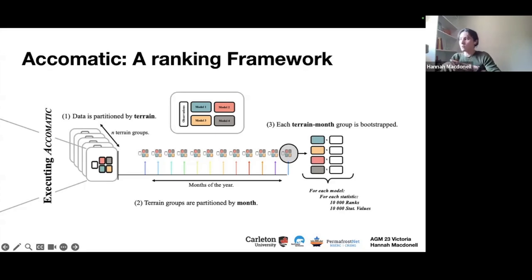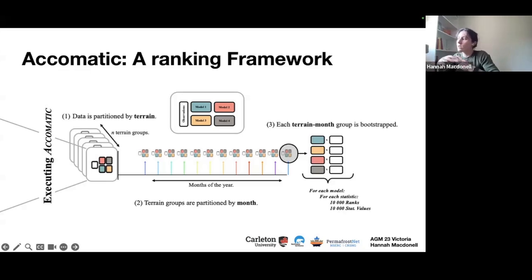But this schematic shows how this software works. So first we have 4 models and a set of observations that are being fed into this software. What Acomatic does is the data is then sorted into their respective terrain types and then are also partitioned by month. And I'll speak more to why it's done this way in future slides. But in the end, given that I had, for my case study, 5 terrain types and there are 12 months of the year, there were 60 kind of terrain month groups.